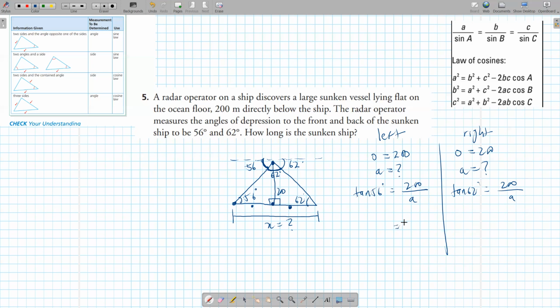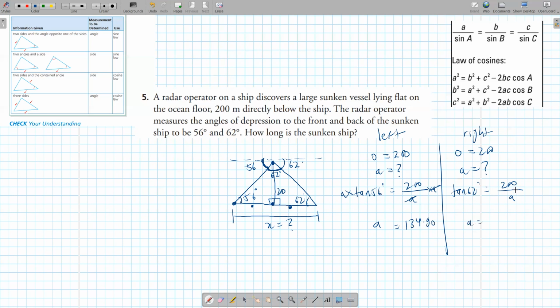Do we multiply by tan 56? No, that won't help you. What do we do when the unknown is in the denominator? We always multiply by the unknown on both sides, so that we bring it up into the numerator. Multiplying by tan 56 won't help. Multiply by A on both sides, because then it cancels out on this side, and then you can just divide by tan 56 to find the A, right? If the unknown is in the denominator, always multiply by the unknown on both sides.